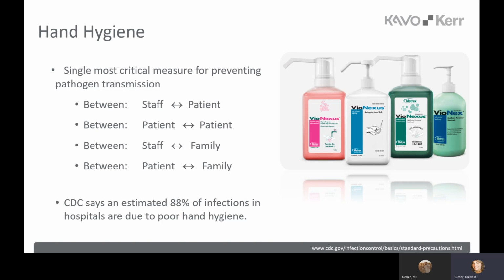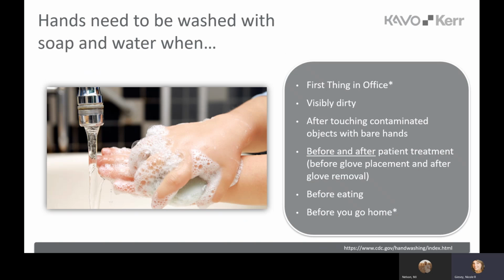The CDC actually says that an estimated 88% of infections, and I'll say that again, 88% of infections in hospitals are due to poor hand hygiene. That's alarming. Pictured are some products that are hospital grade disinfectants or hand soaps and also hand sanitizer. That's a good point, and we'll talk about that later on, about the difference of hospital, healthcare soaps and hand sanitizer versus something that you would buy at the store.